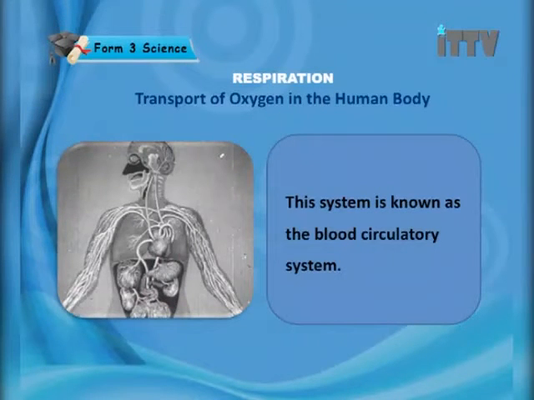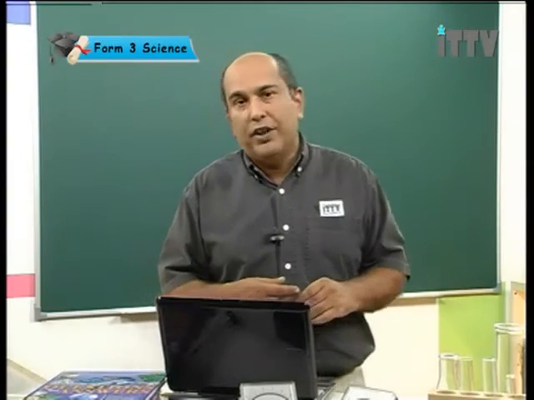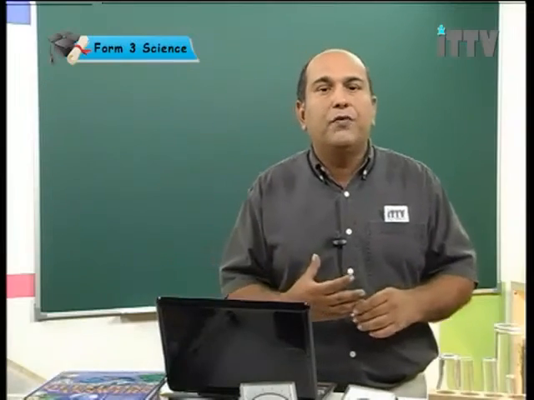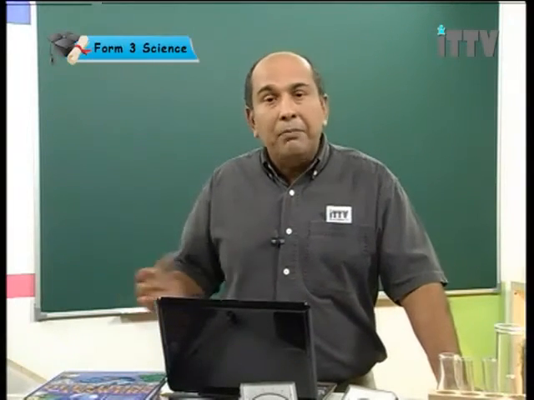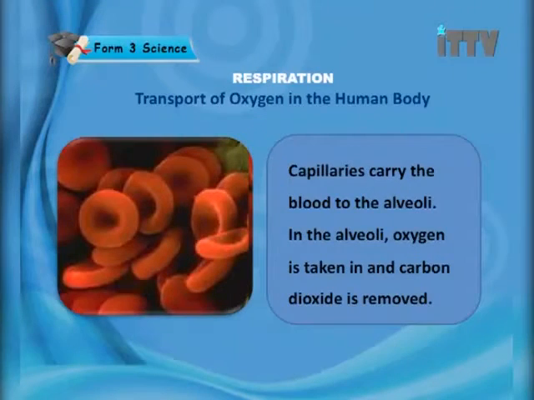This system is known as the blood circulatory system. So what we're referring to is the system that carries the blood around our body for us. The blood circulatory system is basically composed of our arteries, veins, and capillaries, and the main pump, which is the heart, that pumps the blood through these blood vessels around our body. Capillaries carry the blood to the alveoli. In the alveoli, oxygen is taken in and carbon dioxide removed.